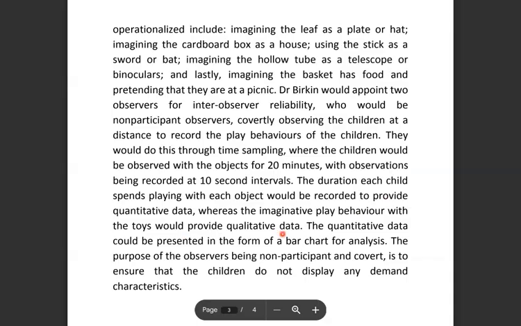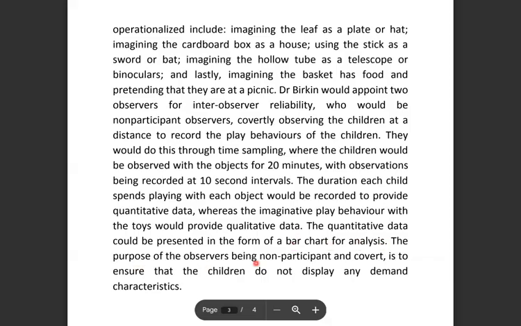Now, if you want, you can even go into more detail and come up with a formula of how you want to measure the quantitative data if there is a need to do that. I decided there wasn't. So I just said that I'll be recording the amount of time that they spent. I can say in minutes or seconds. I should have said that. I didn't include that over here, which would provide quantitative data, whereas the imaginative play behavior with the toys would provide qualitative data. Now, a good way to end your answer is to describe how you're going to represent the data. The quantitative data could be represented in the form of a bar chart for analysis.